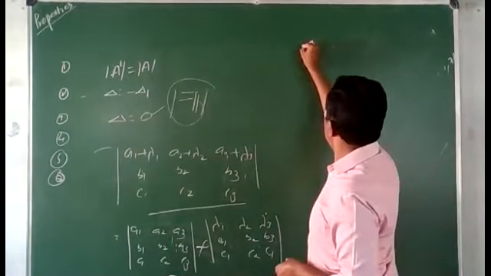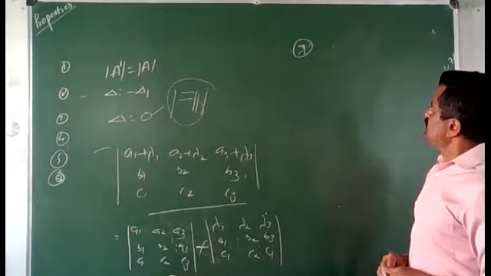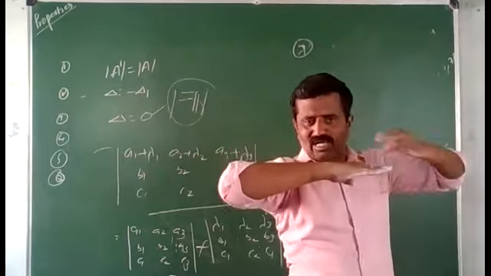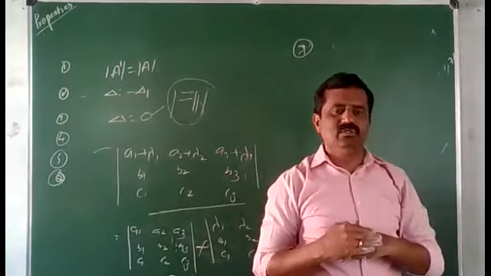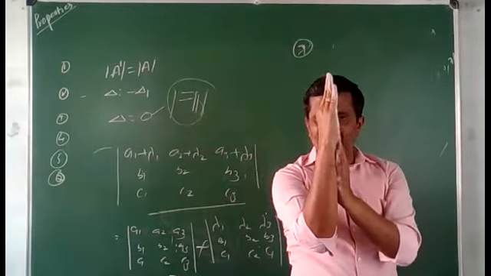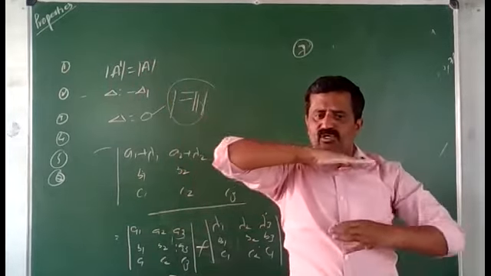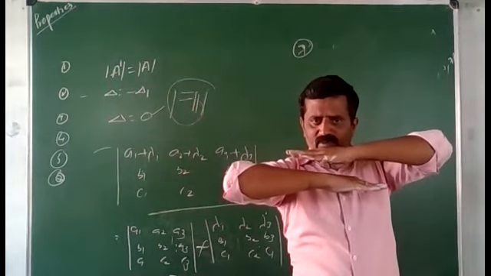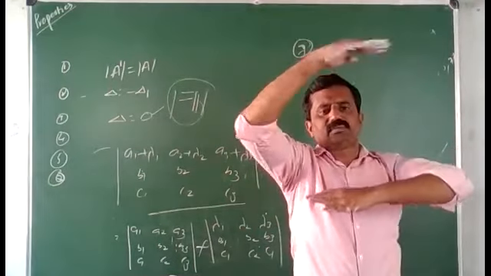Next we have: by multiplying a constant to any one row, you can add that row to any other row, or subtract it. Okay, so any row, multiply a constant with it, and then you can add that row to another row or subtract it.